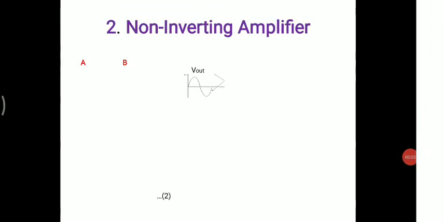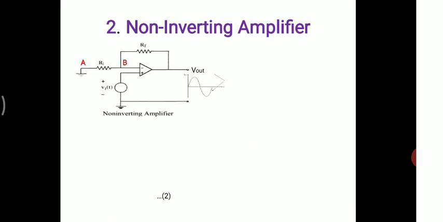Hello everyone. Today we will discuss the second application of operational amplifier, that is the non-inverting amplifier. The circuit diagram of the non-inverting amplifier is shown in this slide, which consists of an operational amplifier with two input terminals, positive and negative. The positive terminal of the op amp is called the non-inverting terminal. The negative terminal of the op amp is called the inverting terminal.